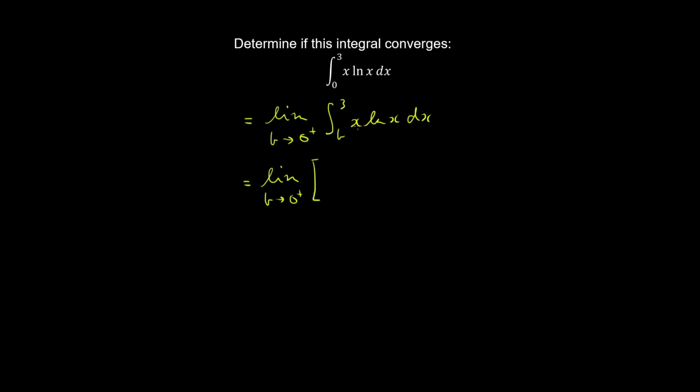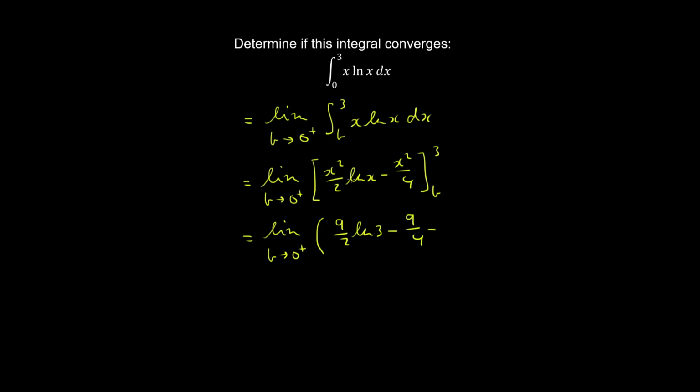So what we have is x squared on 2 times the natural log of x minus x squared on 4 evaluated from b to 3. And therefore we get the limit as b goes to 0, and 3 squared on 2 is 9 on 2 times the natural log of 3, and then minus 3 squared on 4, and minus b squared on 2 times the natural log of b, and then plus b squared on 4.